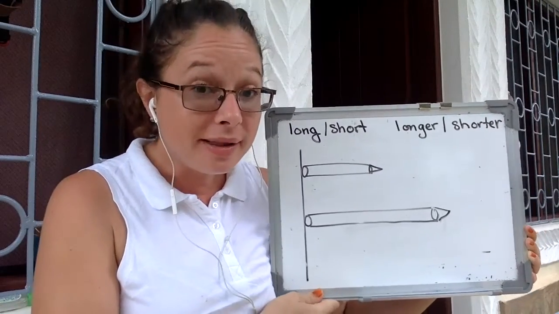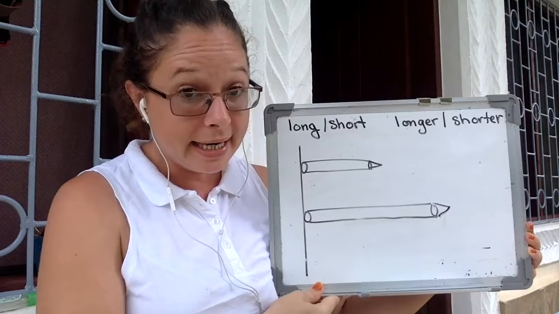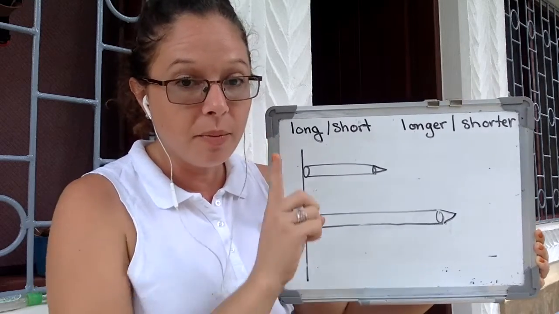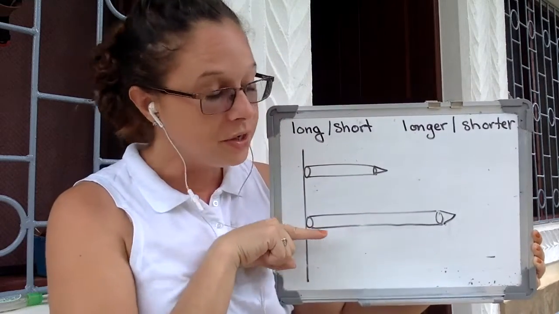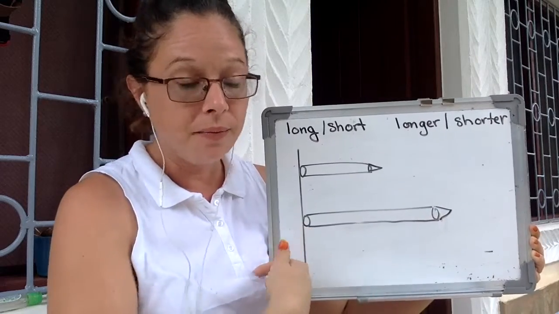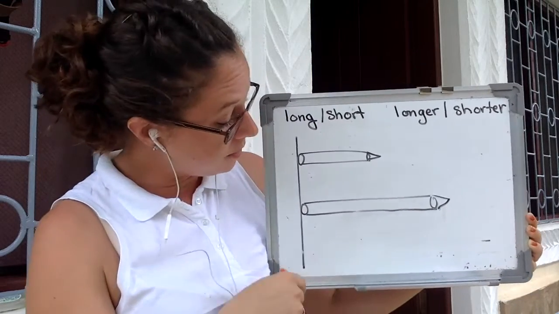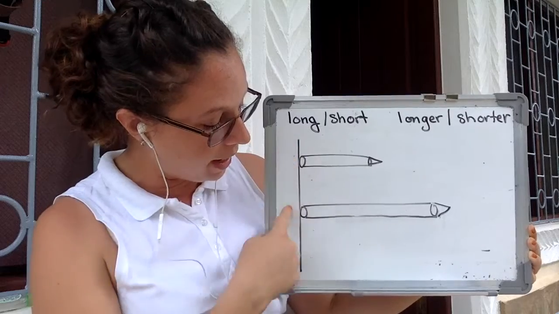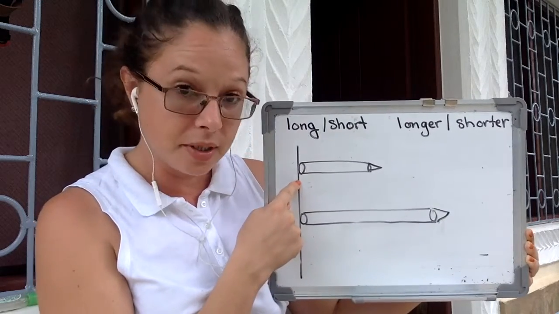Now, let's talk about length. Length is related to height, but instead of measuring from up to down, we measure from side to side. Still though, we need to make sure that we are measuring both items from the same starting place.